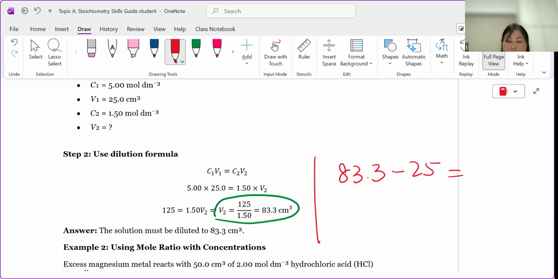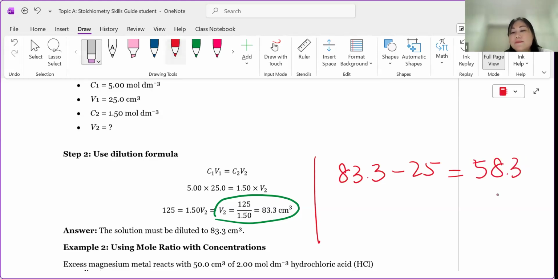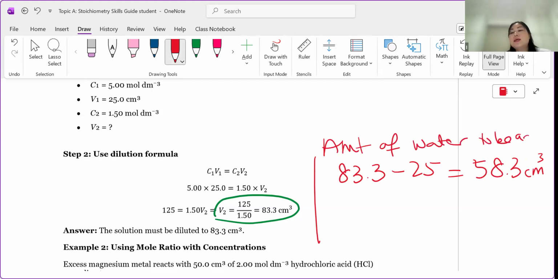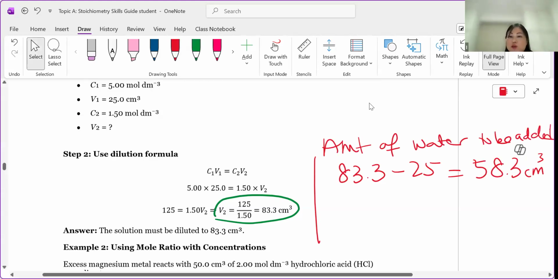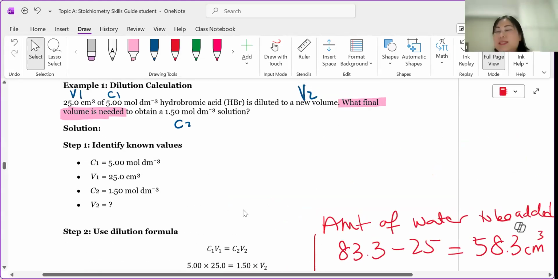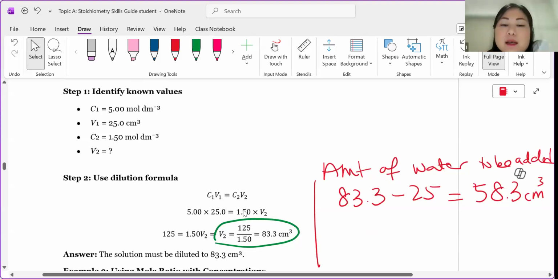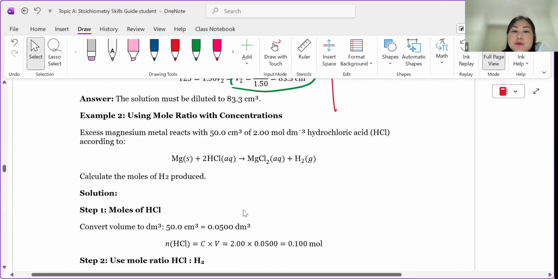So you read the question carefully, see whether they are asking for the final diluted volume or for the volume of water to be added. If they are asking how much water you should add to make that solution, then you have to add this amount. So read carefully. If the question says amount of water to be added, then this will be the difference. If it asks what is the final total volume of the diluted solution, then it will be the V2, sorry, not C2.